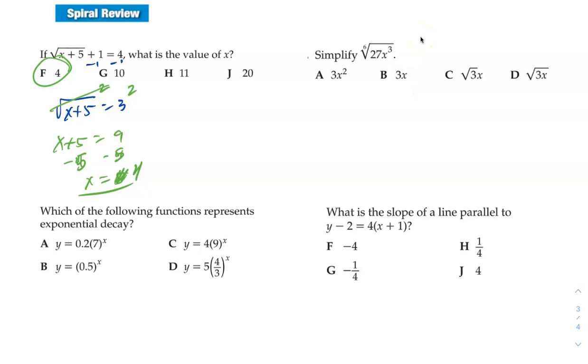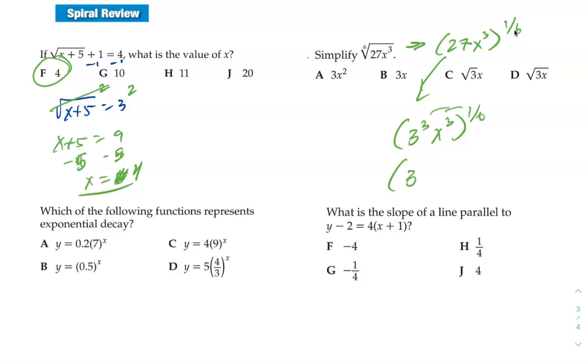Next one. Remember, the best way to do this is rewrite it. It's 27 x to the third, so 1/6. There's nothing that breaks down 27, but we could rewrite 27 as 3 cubed. So 3 cubed times x to the third, to the 1/6. If you distribute now, you get 3 to the 3 over 6, x to the 3 over 6, which gets me 3 to the 1/2, x to the 1/2. I guess that's also the same thing as saying square root of 3x. That's a funky one.